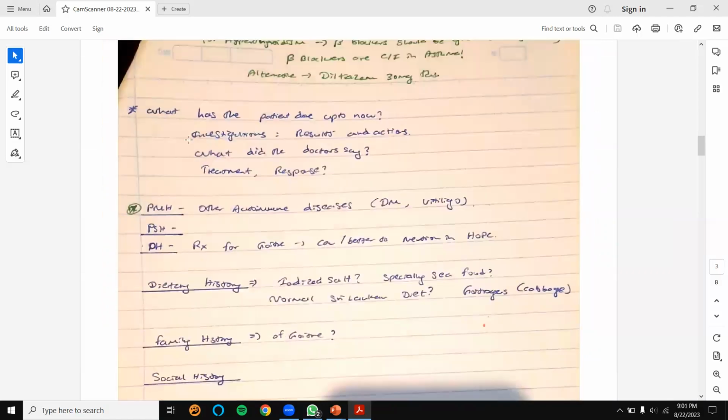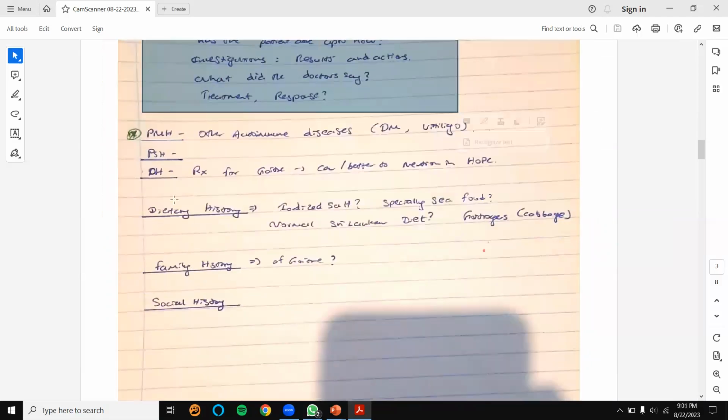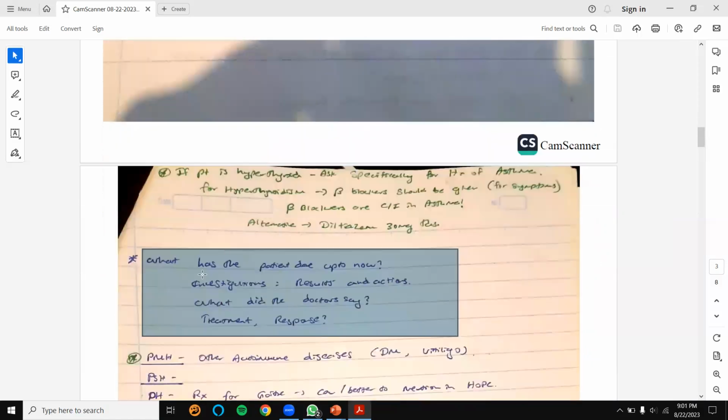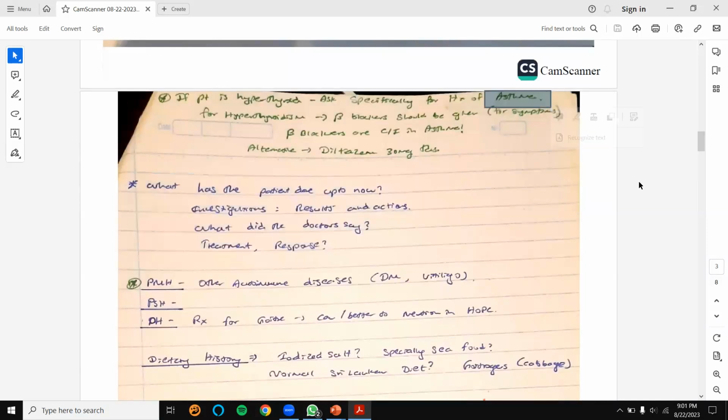Yeah. And then what has the patient done up to now? The investigations, scans, and all that. Okay. Then the normal medical, surgical, drug allergy, family, social history. Especially in the past medical history, you need to ask about asthma. Okay. For the past medical history, you need to ask about asthma, especially if the patient is hyperthyroid also.